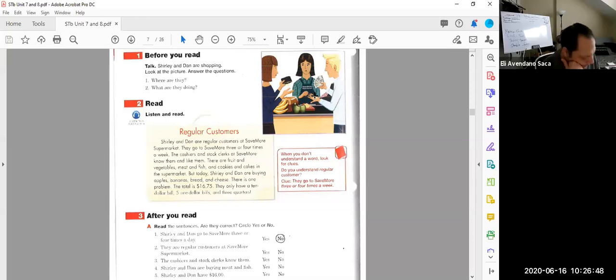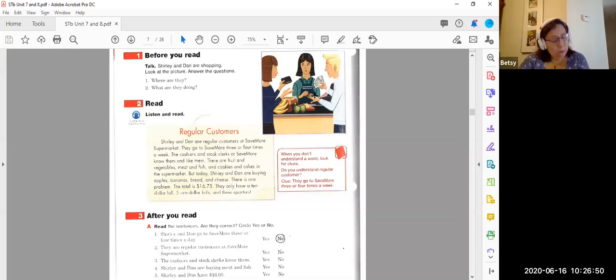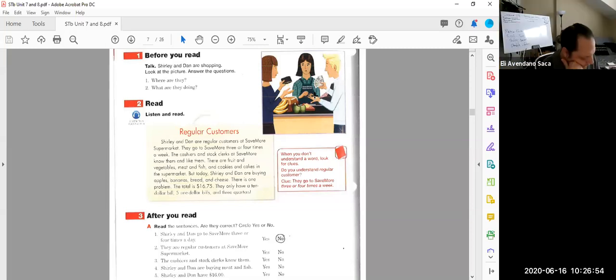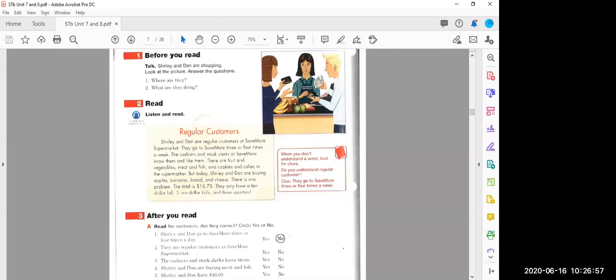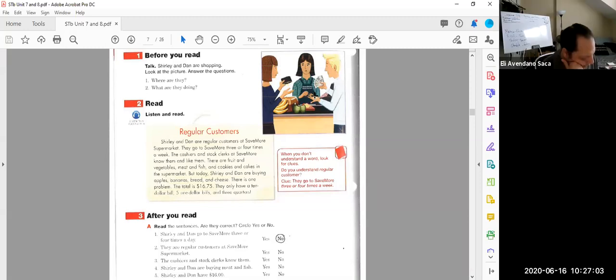There is one problem. The total is $16.75. They only have a $10 bill, 5 $1 bills, and 3 quarters.